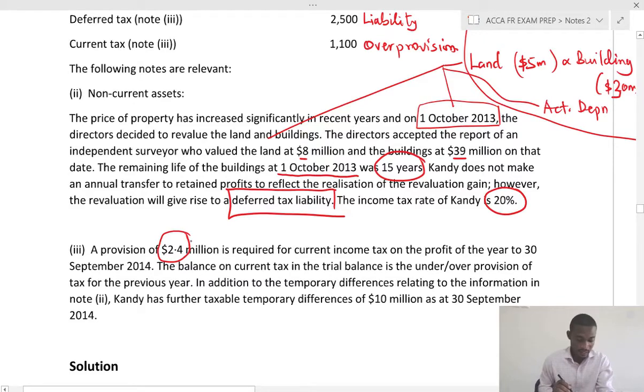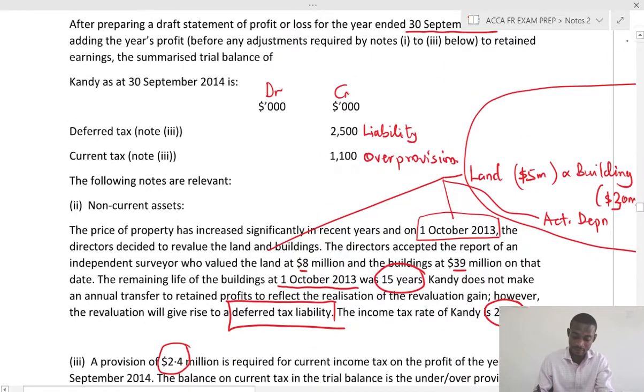The balance on the current tax in the trial balance is under or over provision, and this is how it will always be given, under or over provision. You will not be told it's under, you will not be told it's over, but with a good exam technique like I have indicated here, if it is on the credit side, this is over provision. If it is on the debit side, that is under provision. Please take note.